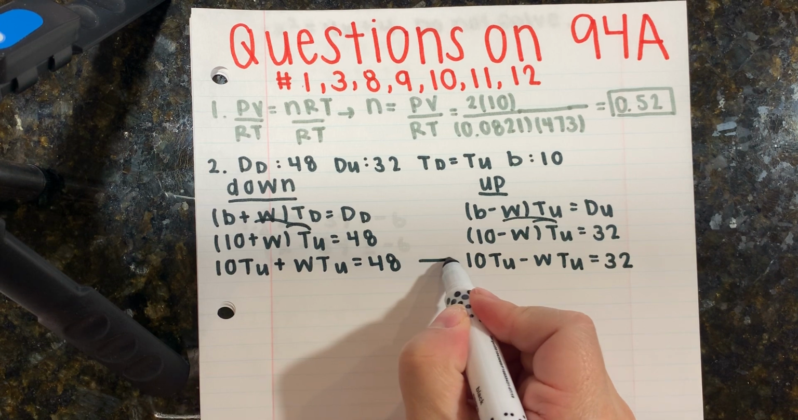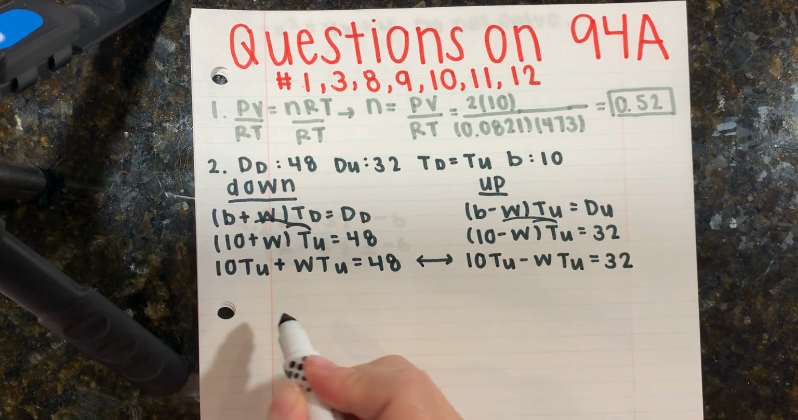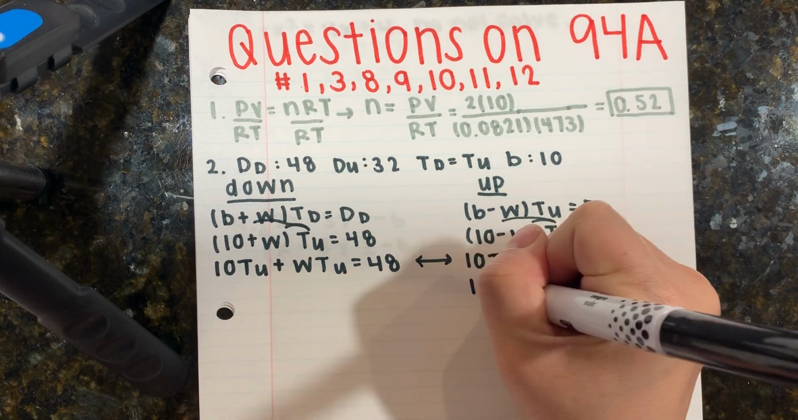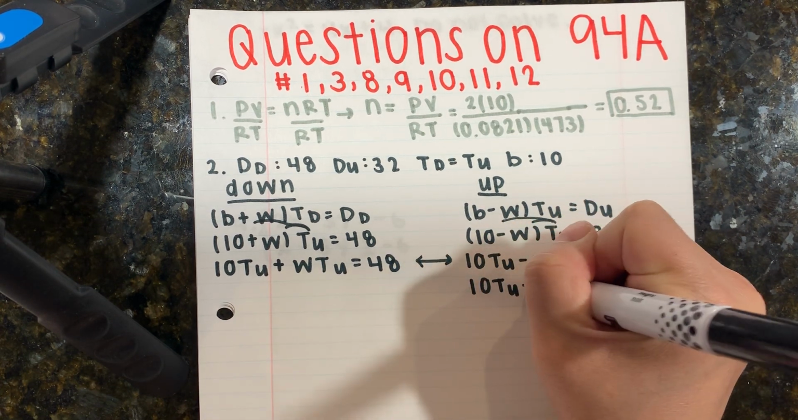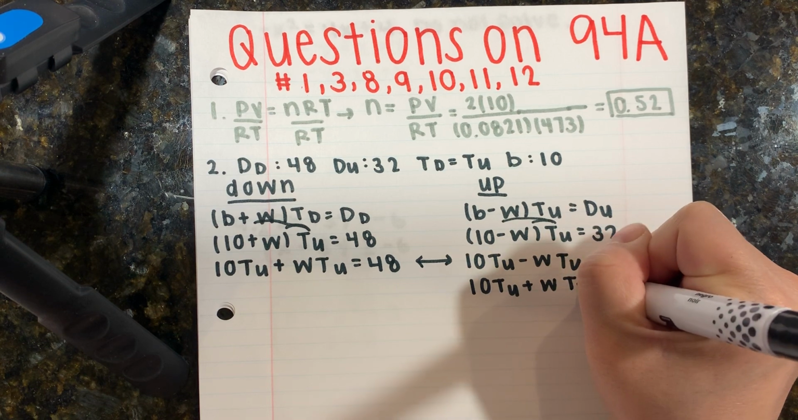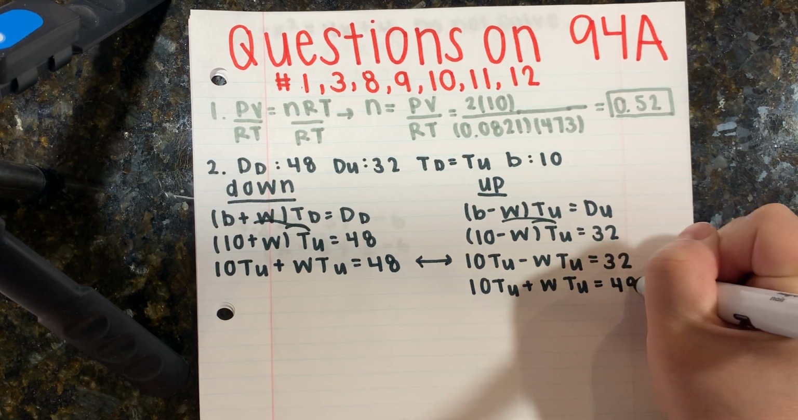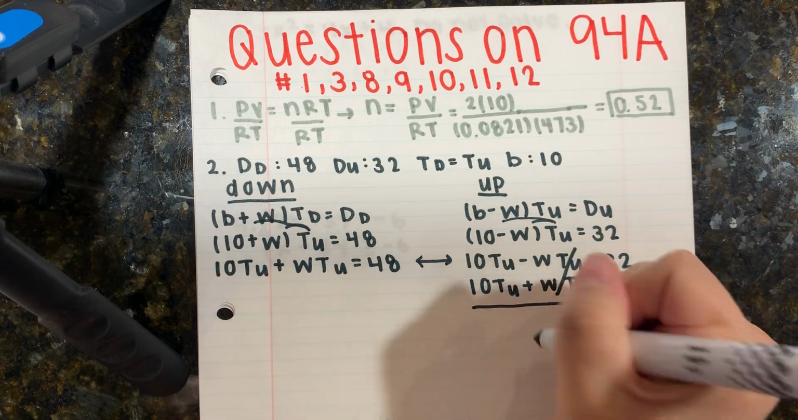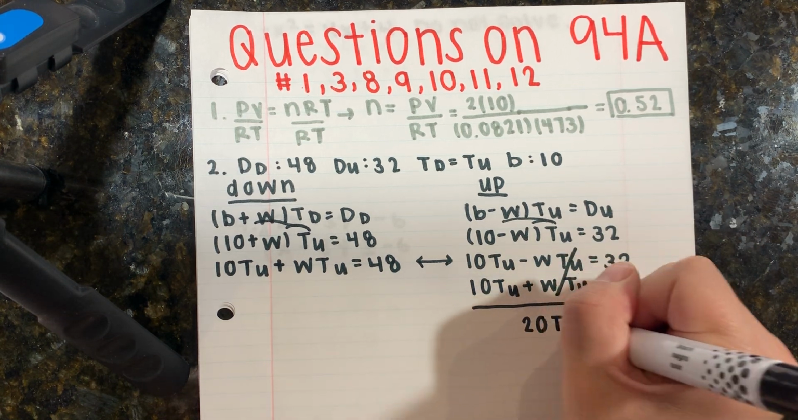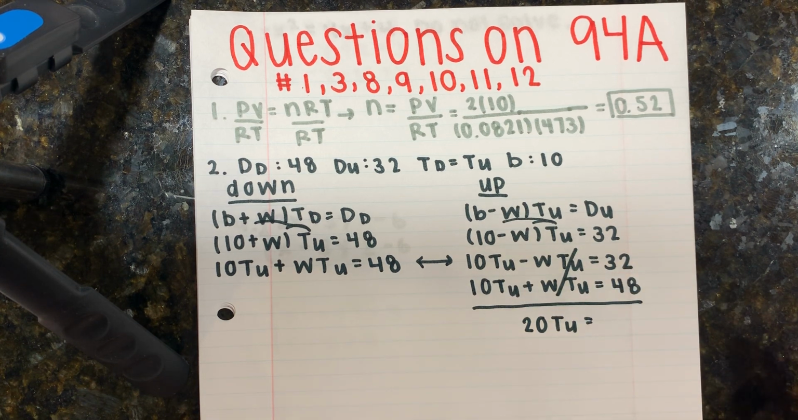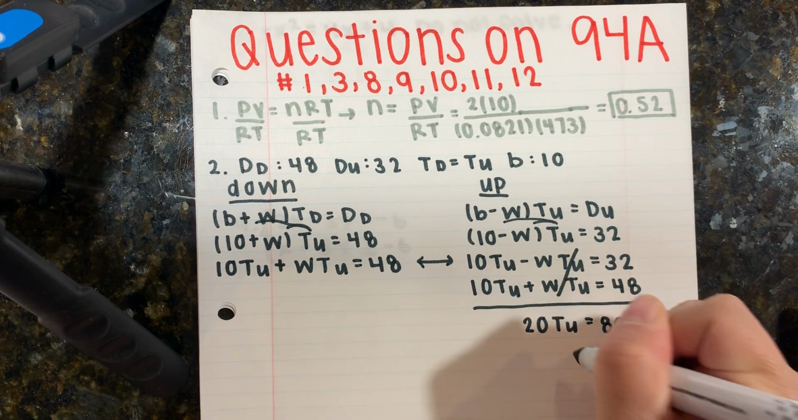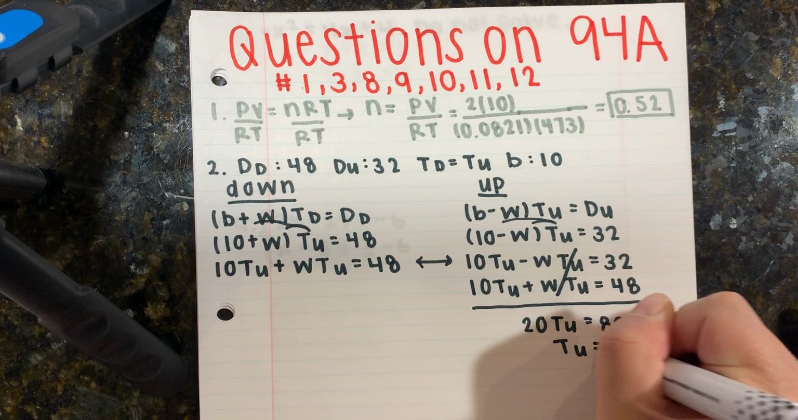Now I have two equations that both contain WTU, and one of them is positive and one of them is negative. So if I add these two equations together, the WTU is actually going to cancel. So I would have 20 TU, and 32 plus 48 would give us 80, which means that TU is equal to 4.